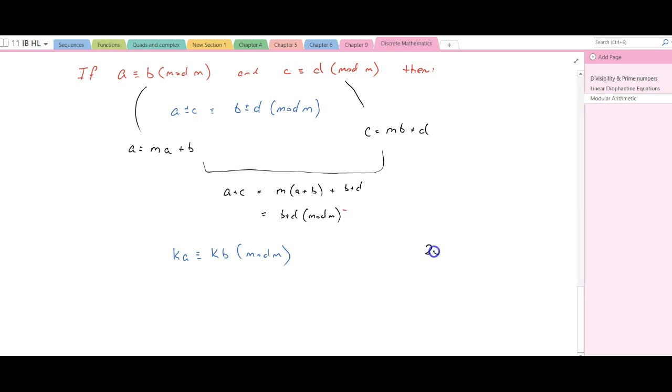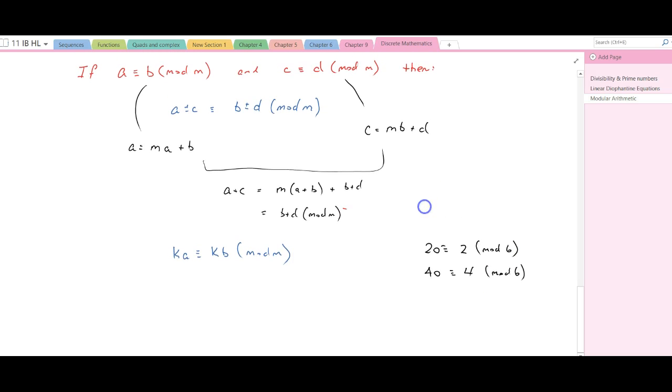We know that 20 in, say, mod 6 is equal to 2, because there are 3 sixes in 20 with 2 remainder, and if we double it to 40, well, in mod 6, that's 6 lots of 6 with remainder 4, so yes, doubling and doubling works, and in fact that works for any k.